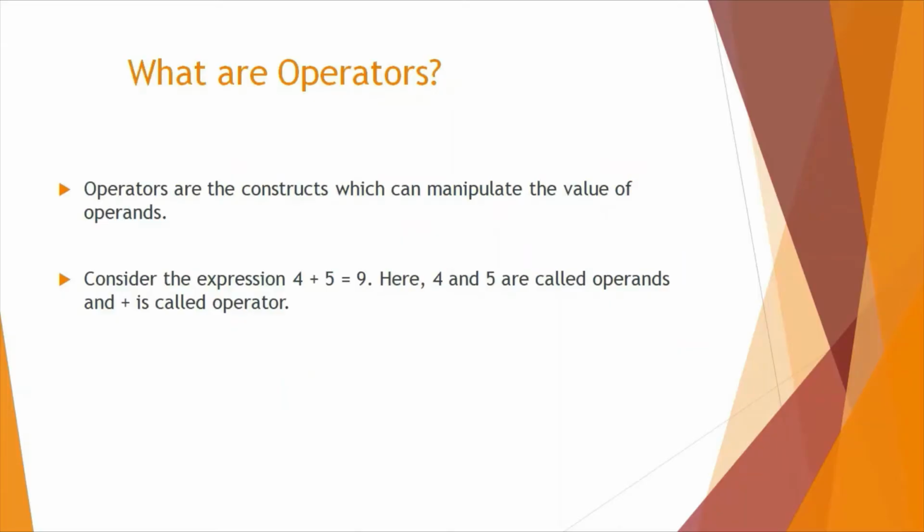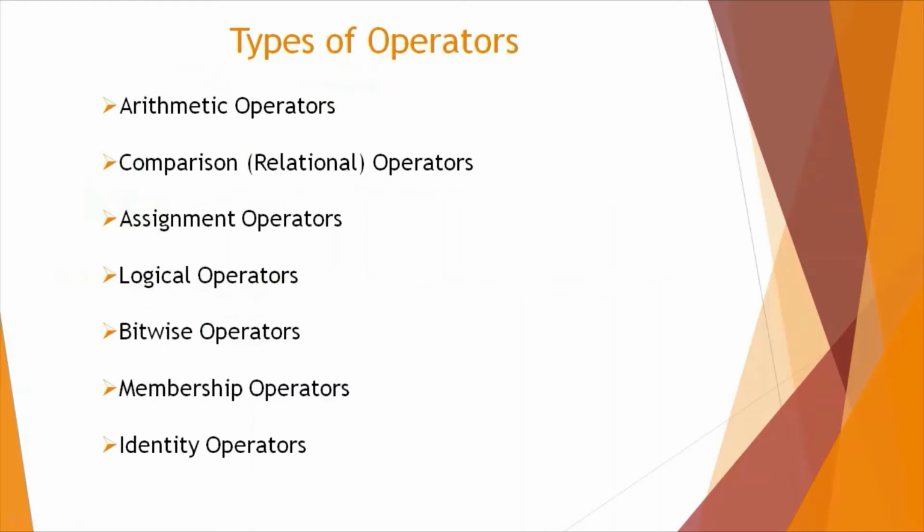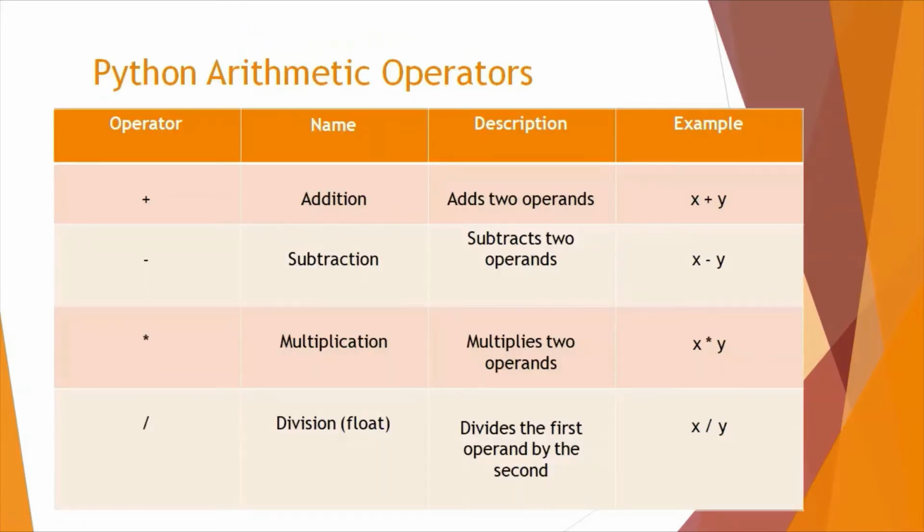So what are operators? Operators are the constructs which can manipulate the value of operands. Consider this expression, 4 plus 5 is equal to 9. Here 4 and 5 are called the operands and this plus sign is called the operator. So we'll discuss all of the operators, and here are all the types of operators. First of all, we have arithmetic operators, comparison or relational operators, assignment operators, logical operators, bitwise operators, membership operators, and identity operators.